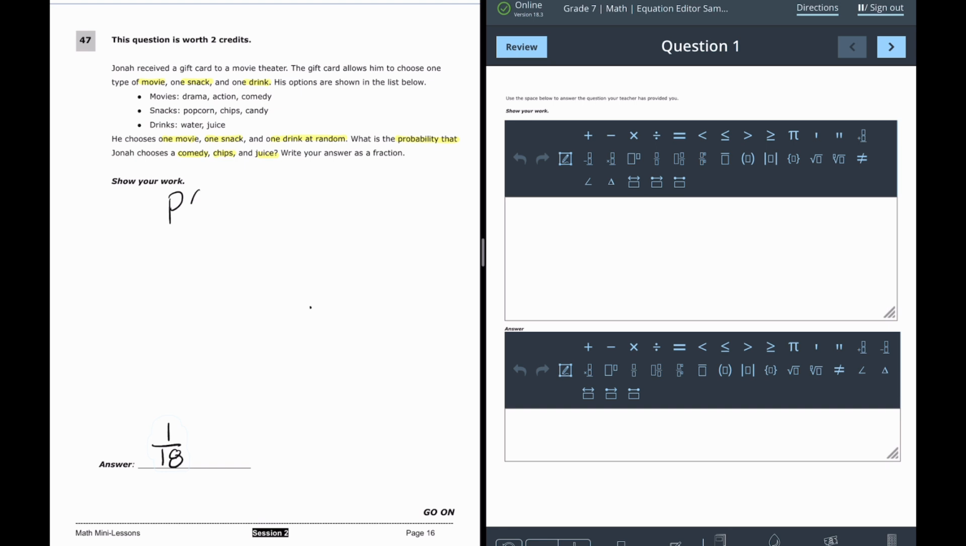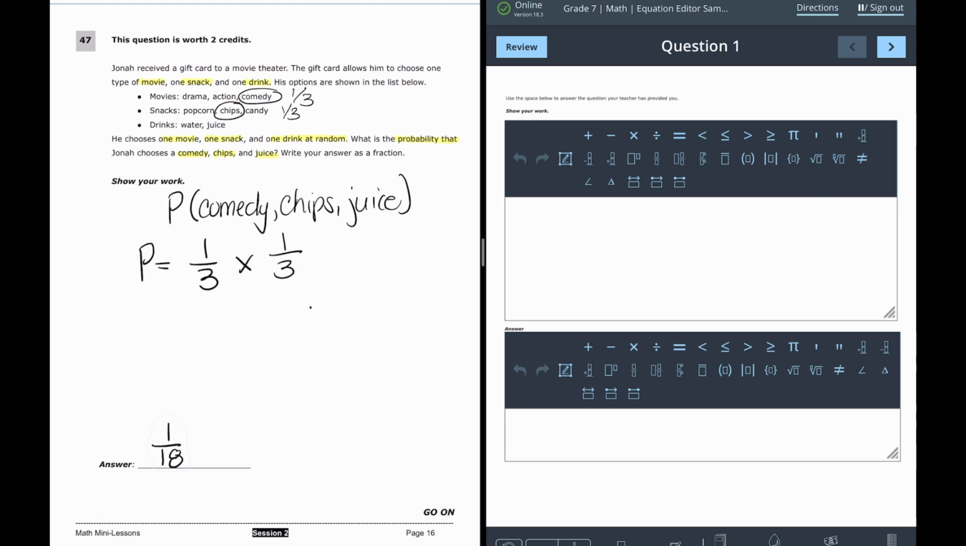So I want the probability, P, of comedy, chips, and juice. So for each of these, I'm going to figure out the fraction. What is the possibility of getting each of them? So the probability of getting comedy is 1 out of 3 different options. So 1/3 times the probability of getting chips is 1 out of 3, because there's 1 chips out of 3 options, and the probability of getting juice is 1/2, because there are only 2 of them and juice is 1 of them.